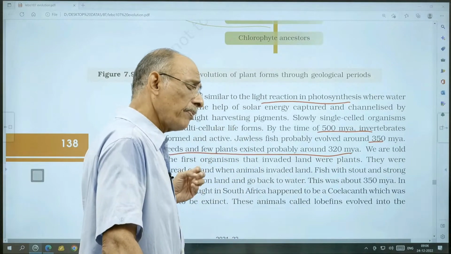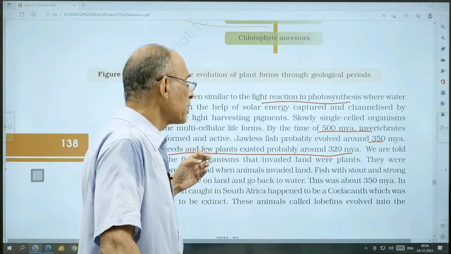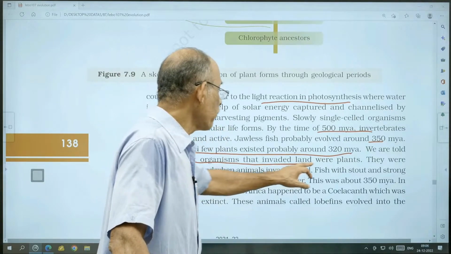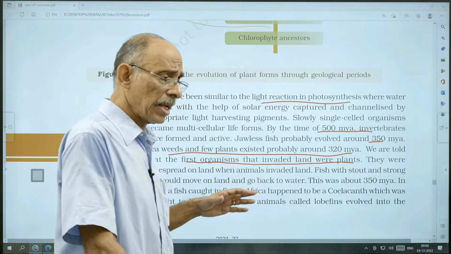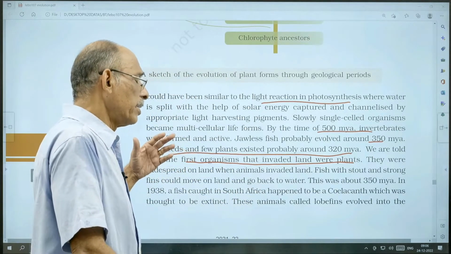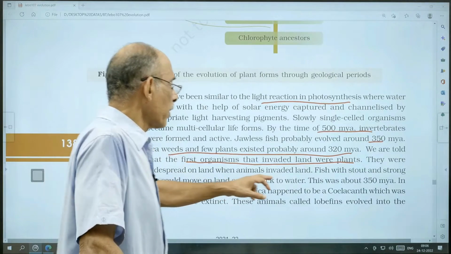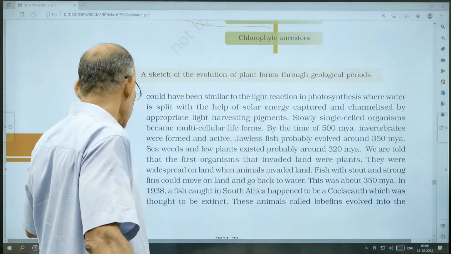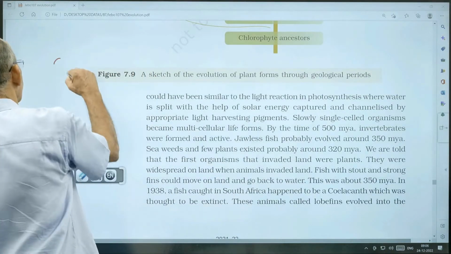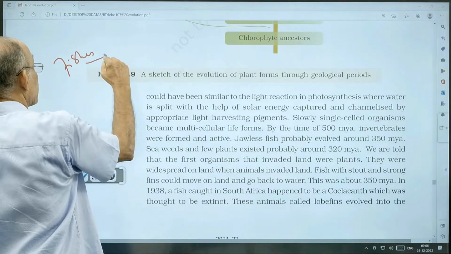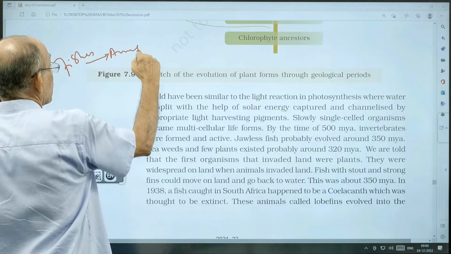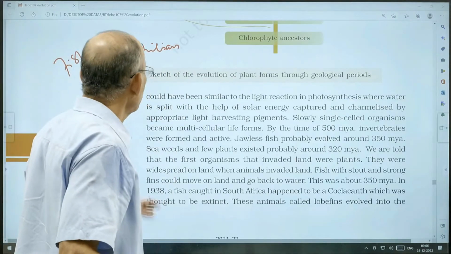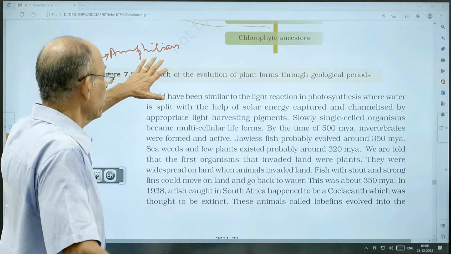And when these animals migrated to land, plants had already invaded the land. When these animals reached the land from water, the plants were actually there. And from fishes, amphibians evolved. The course of evolution is like this.